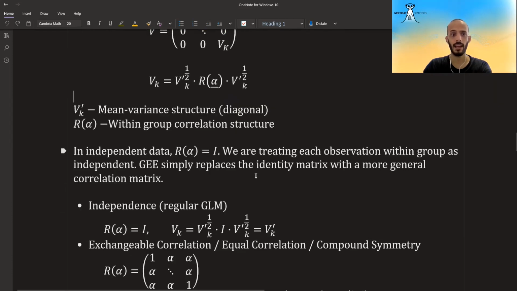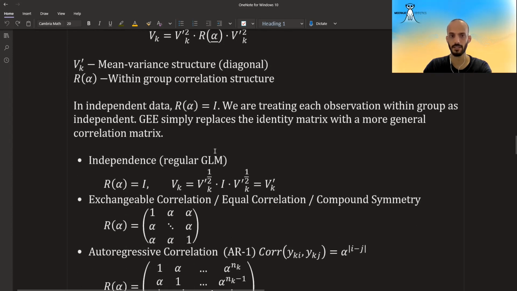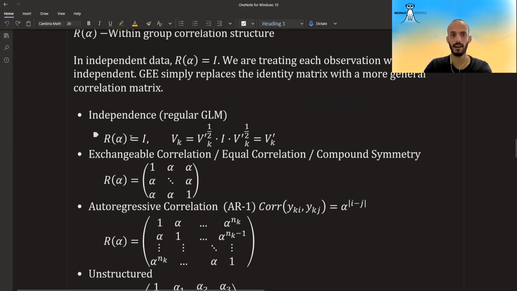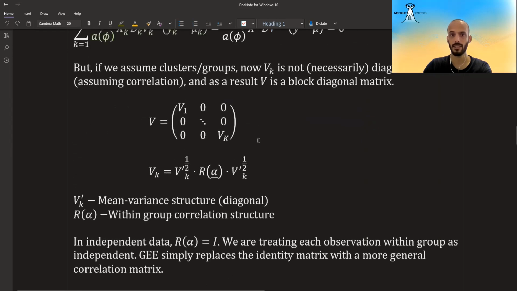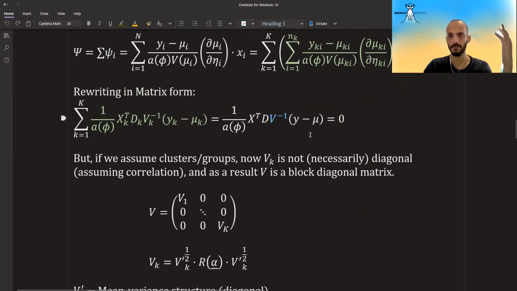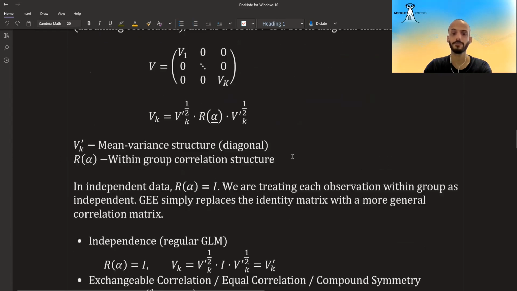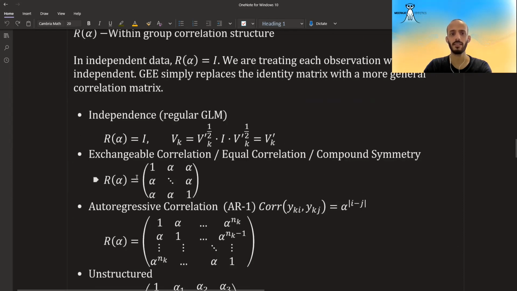So for independent data, R of alpha is just the identity matrix, okay? We are treating each observation as independent. But this simply replaces the identity matrix with a more general correlation matrix. So again, if it's independence, R of alpha is I, we get that V of k is V dash of k, we do the analysis and we get back the same analysis as we've always done. So nothing new here. Okay, but we can also specify other correlation structures.